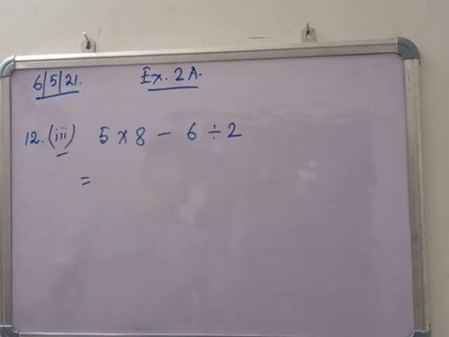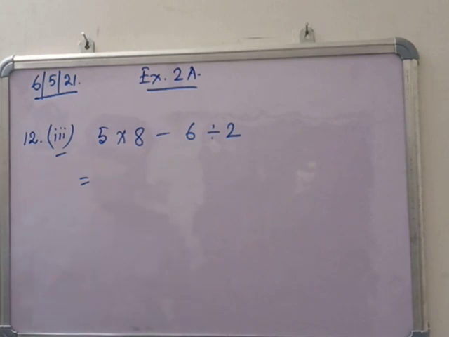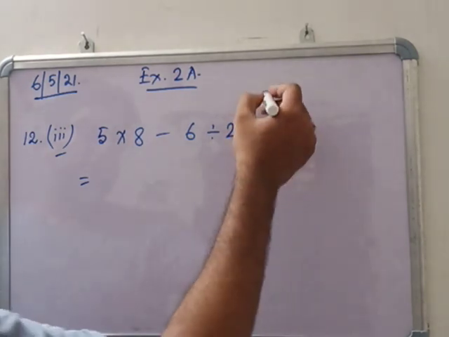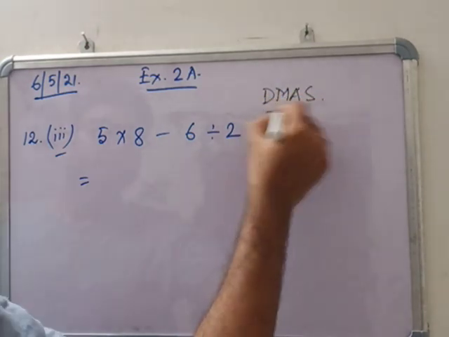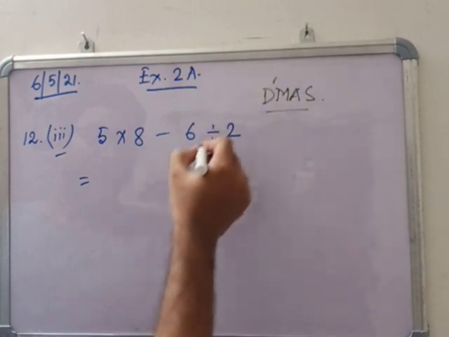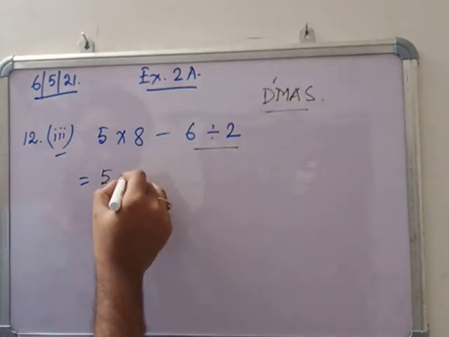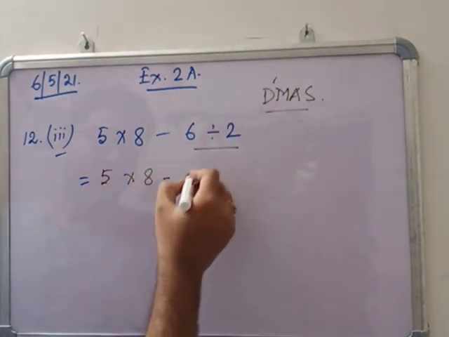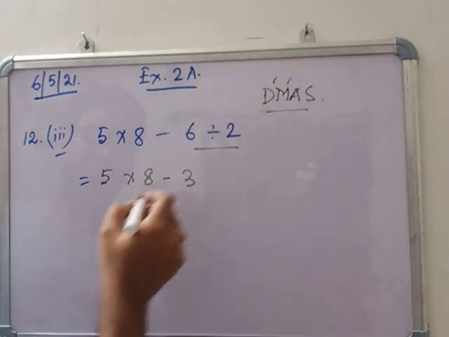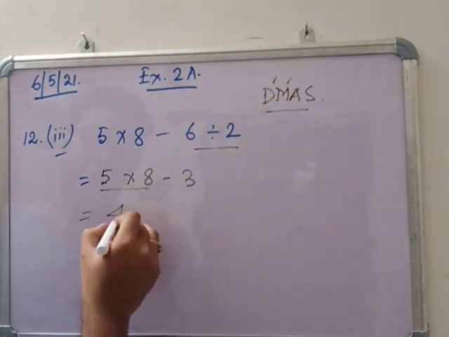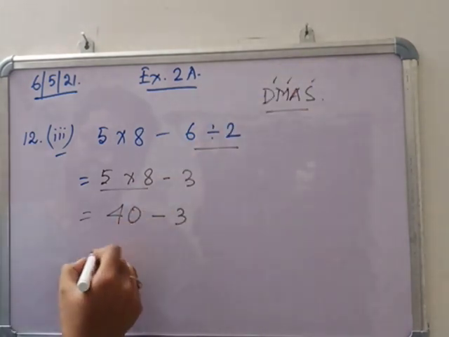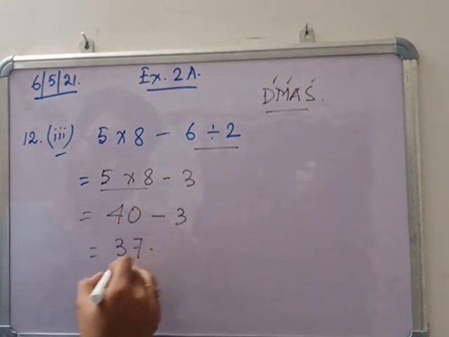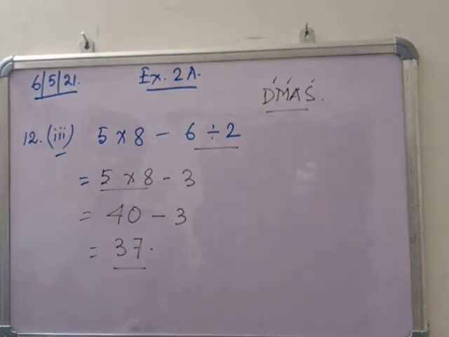Next one. Now in 12(3), see that 5 into 8 minus 6 divided by 2. DMAS is the main rule we are following here. So first division, that means 5 into 8 minus 3. Next, multiplication, that means 40 minus 3. No addition is there, so subtraction, that means 37. 37 is the answer here.